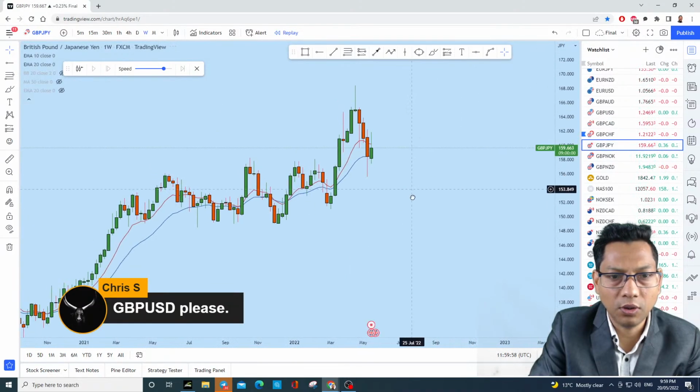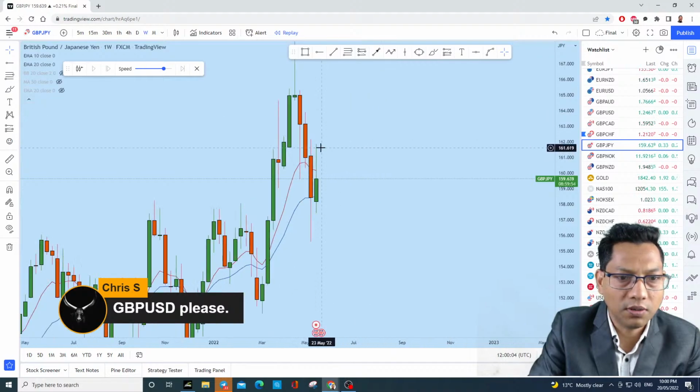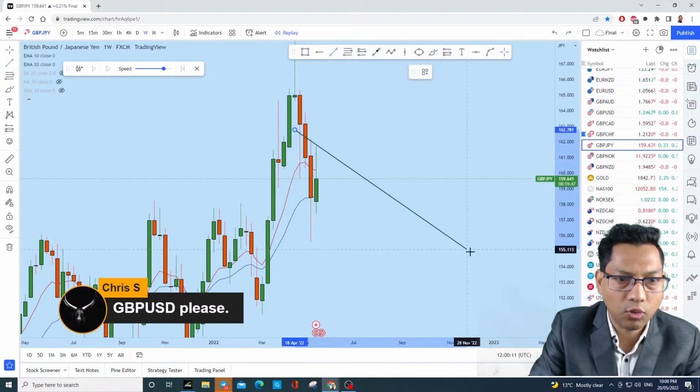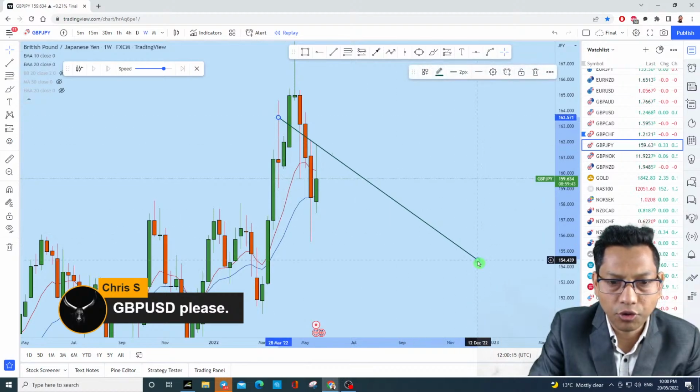GBPJPY looks like it's still bearish. We saw after the weekly close the price went above, but it couldn't break the previous week's high. So what it might do, GBPJPY will follow this trend line and drop along it. Let me draw this one here.